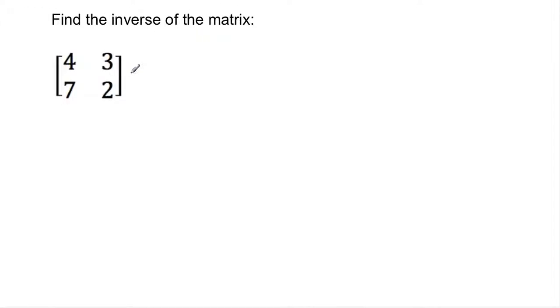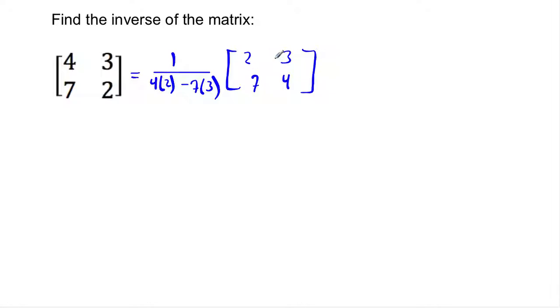So here, what we want to do is 1 over the determinant of this matrix. Well, that's 4 times 2 minus 7 times 3. And we're going to multiply this by a new matrix where we switch the first and the last terms. So that's a 2 and a 4. And the 3 and the 7 stay in the same position, but now they're negatives. So cleaning this up, this is 8 minus 21, which is a negative 13, times this matrix.